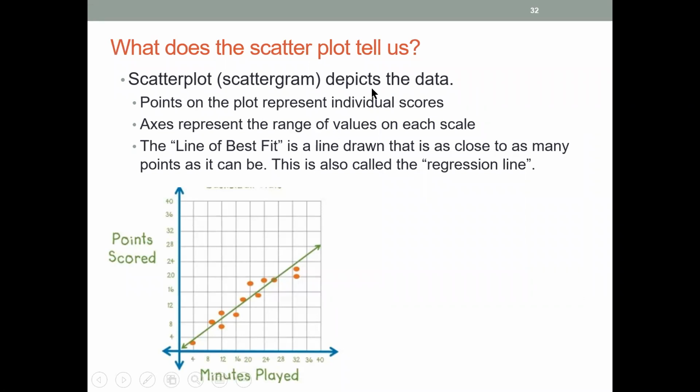Our scatter plot or scattergram depicts the data. The points on the plot represent individual scores. So all these points are like each person answering the questions I asked you. The axes represent the values on each scale. So in my example, the x-axis had income. In this example, the x-axis has minutes played. So these are the number of minutes they're playing in a game of some sort. And on the y-axis, we have points scored, how many points they scored in that game. And the line of best fit is that line that's drawn as close to as many points as it can be. So that's the basics of looking at a scatter plot.